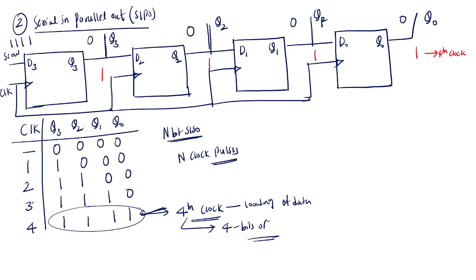So at what clock pulse will you get the 4 bits of data? At the fourth clock pulse. If it is n bit, it means n clock pulses. Do you understand? Understood, sir.